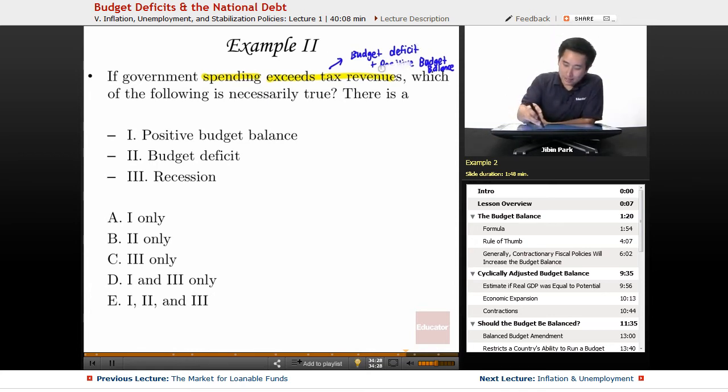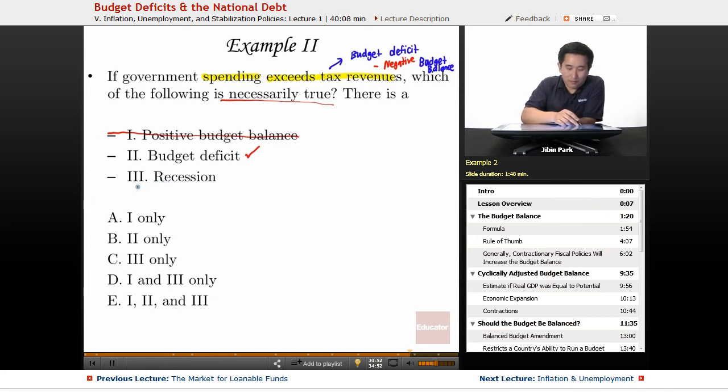So it's not a positive budget balance. In fact, it's a negative. It's not good. It's a negative budget balance. Okay. So which of the following is necessarily true? So is it a positive budget balance? That is absolutely incorrect. It's a negative budget balance. Is it a budget deficit? Absolutely.